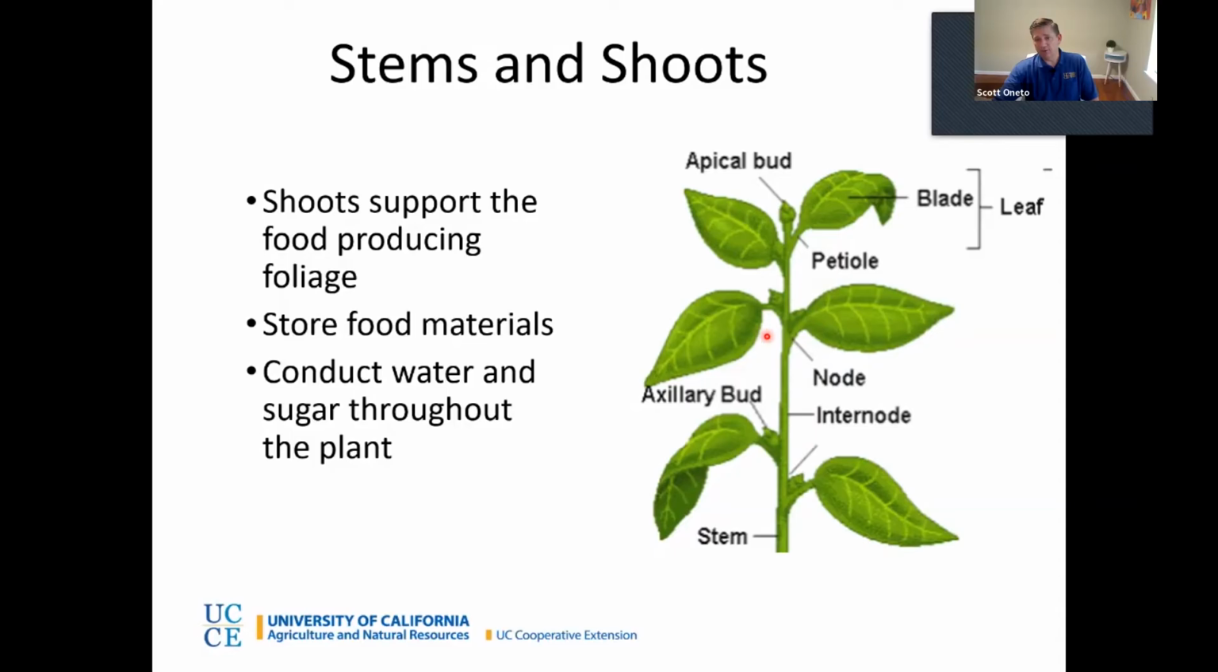So we have a node here where we have leaves coming off of the stem. We go down the stem, or the internode, down to the next node where we have a leaf attached with a bud.